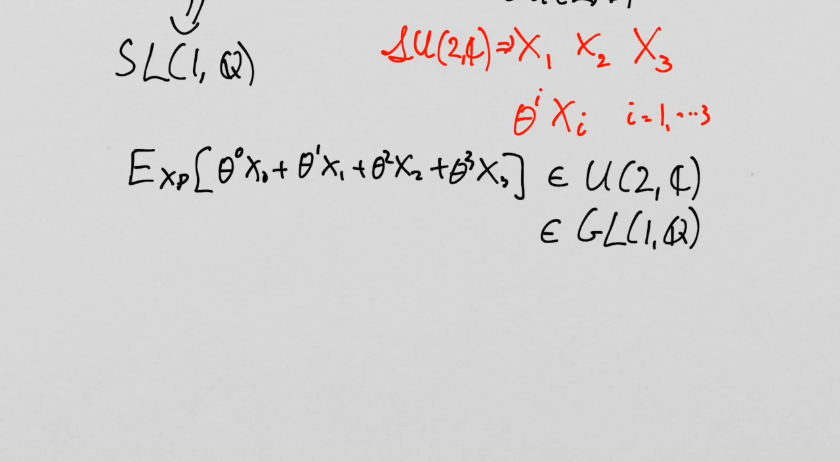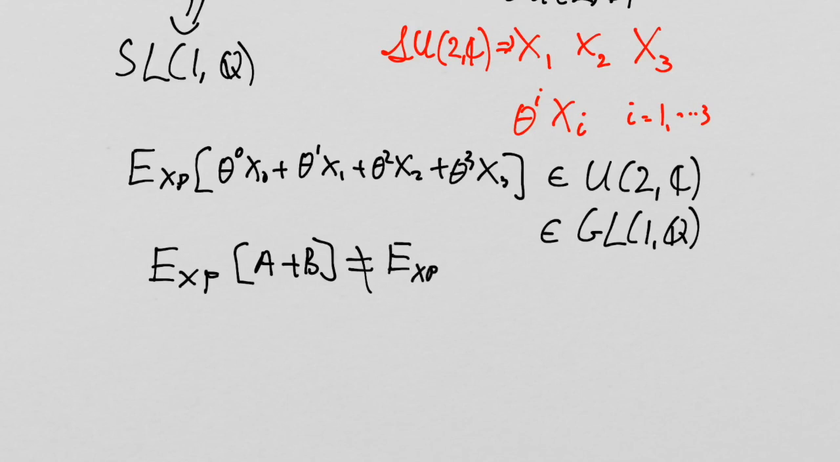One thing that is not true for matrices is the exponential. Wait a minute, what's confusing me here? I'm writing this the wrong way, right? I should be writing that the exponential of a matrix A plus a matrix B does not generally equal the exponential of a matrix A times the exponential of a matrix B. So how do we see that?